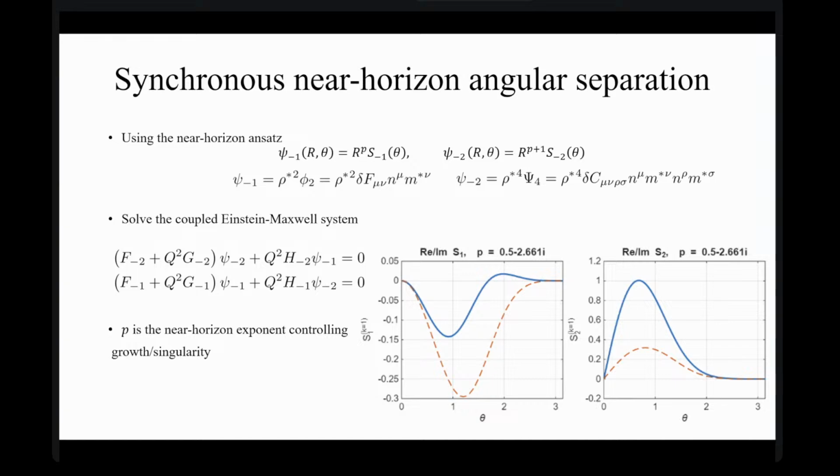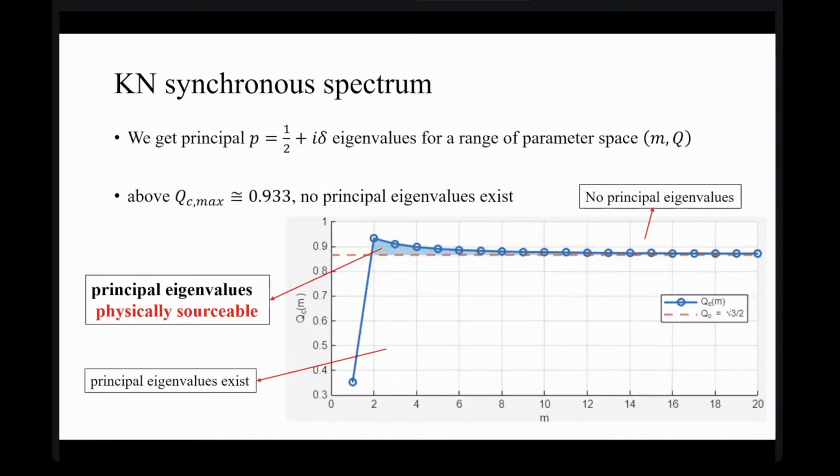And we will be using a near horizon ansatz. So that would be some power of r to the p times some angular function times 1. And the similar ansatz for the other one is a power of p plus 1. I'm not going to go over the details of the numerical methods, but it's all done numerically to find these power law exponents p and the angular functions S. These are two of the functions that we find, and we define these principal modes for the Kerr-Newman black holes.